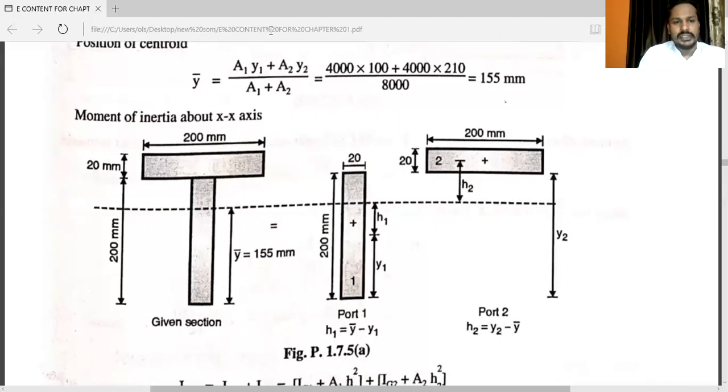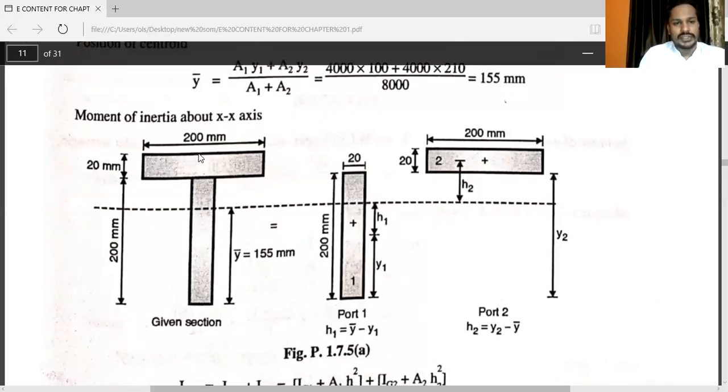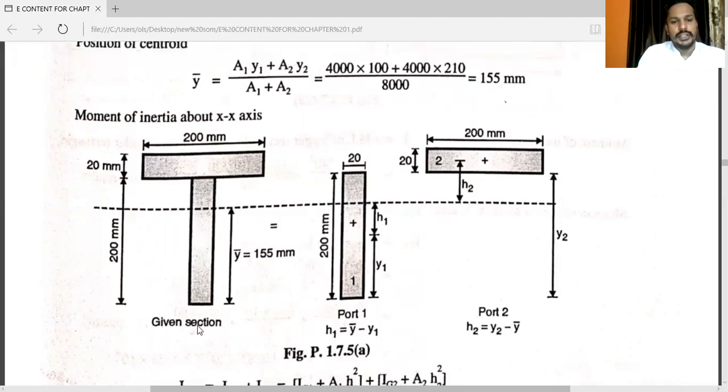See, the diagram is symmetrical about the y-axis, so the x bar will be 0. See, the important thing: if the diagram is symmetrical about the y-axis, then x bar will be 0. If symmetrical about the x-axis, then y bar will be 0. So here, no need to calculate x1 and x2. So here we are just calculating y1 and y2. See, this one is the y1 distance.